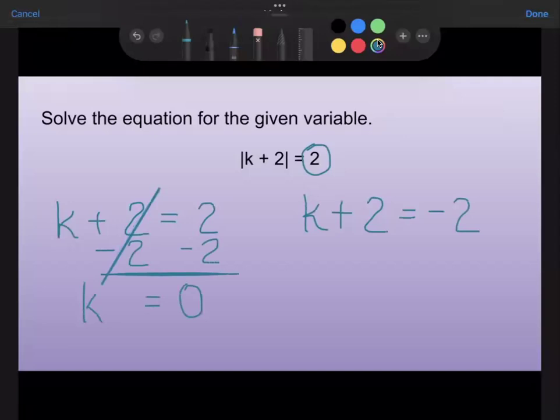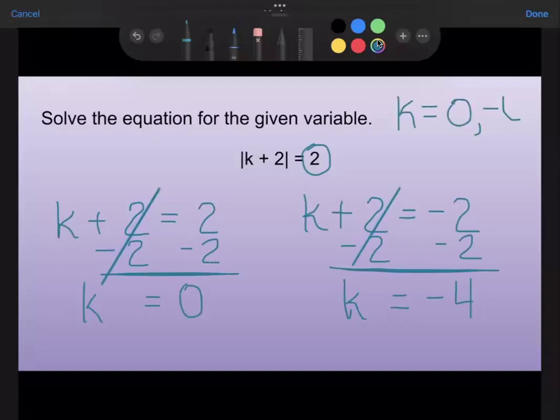On the right equation, I'm still going to subtract 2 from both sides to cancel that and just get k over here. But it ends up a little different on this side because negative 2 and another negative 2 is negative 4. So our solution to this equation is k equals either 0 or negative 4. My pen slipped. That's supposed to be a 4. There we go.